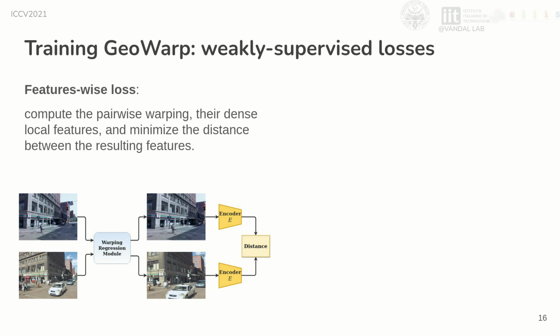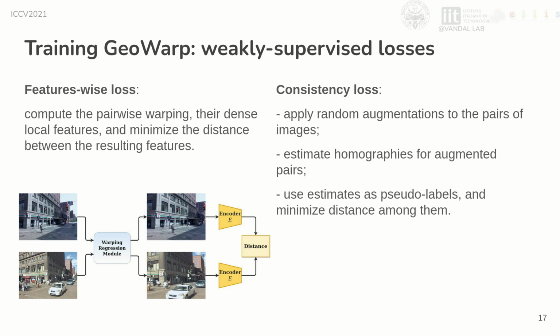Given the pair, we compute the pairwise warping, their dense local features, and minimize the distance between the resulting features, helping the model to increase its robustness. The second is a consistency loss. We apply random augmentations to the pair of images, then estimate the homographies for augmented pairs, and finally use those estimates as pseudo-labels and maximize the similarity among such predictions, similarly to what is done in contrastive learning.